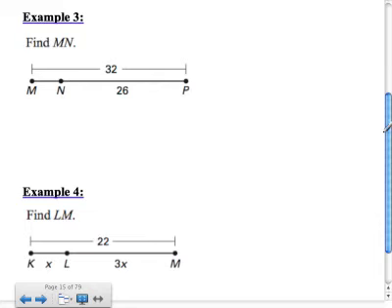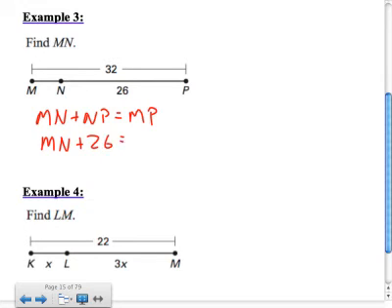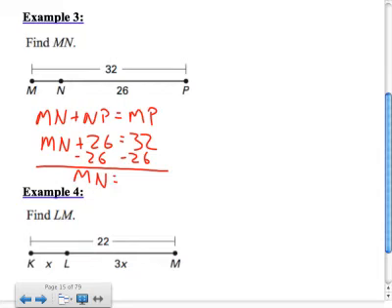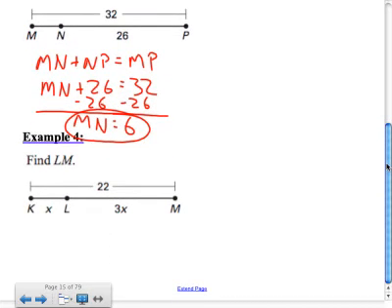Now, this next one is the segment addition postulate, but in a completely different manner. Given this diagram, what you can say is MN plus NP equals MP. Again, when you take the two smaller pieces and add them together, you get the whole thing. Plug in what you know. The thing that I don't know is MN, so MN is going to stay. NP we know is 26, and MP is 32. Solve for MN. So we know that MN is 6 units long. Again, pretty straightforward, but it's the segment addition postulate in a completely different context.